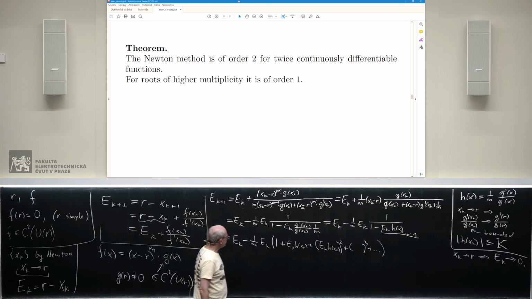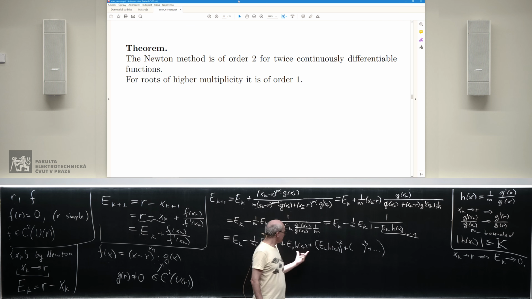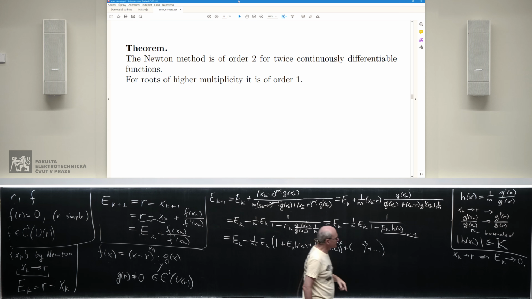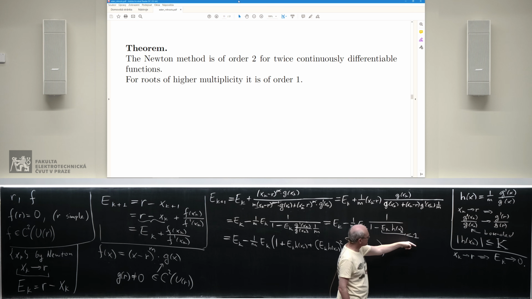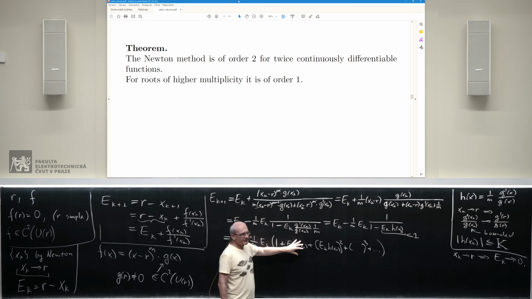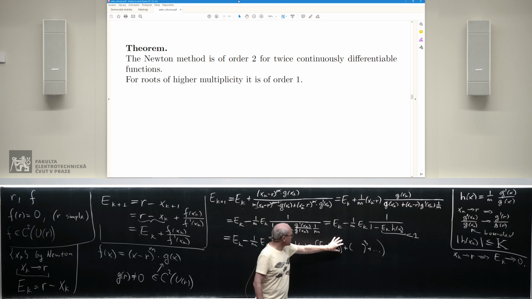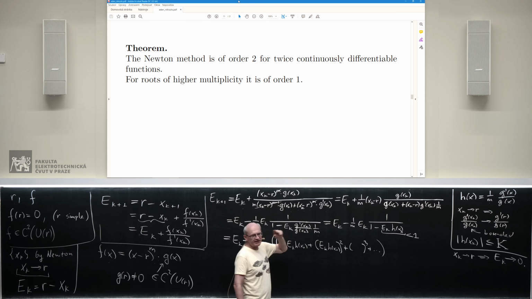What do we know about these numbers? Well, it's actually one number raised to different powers, and this number is going to 0, because it's a bounded expression multiplied by something that goes to 0. So sooner or later, these numbers are going to be really small, and then the higher powers will become negligible.